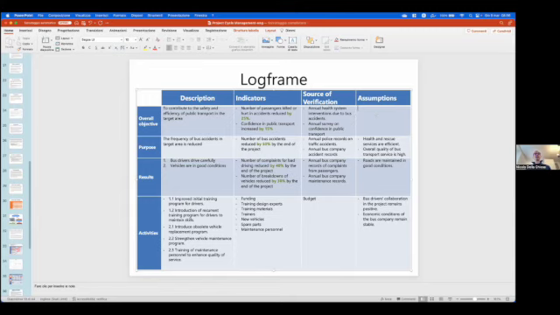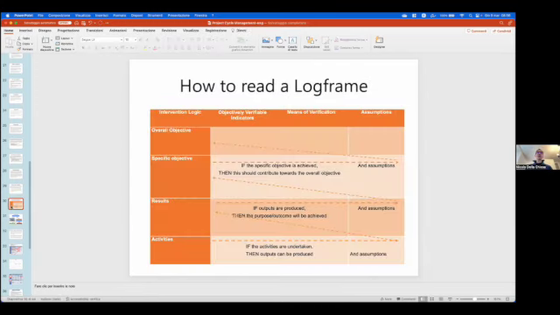As you can see, at the level of the overall objective, we don't have assumptions. This is because in the logic of how you read a log frame, the idea is that we read the log frame with this pattern. So if the activities are undertaken and the assumptions are met, then we can produce the outputs or results. And so this is the first level.